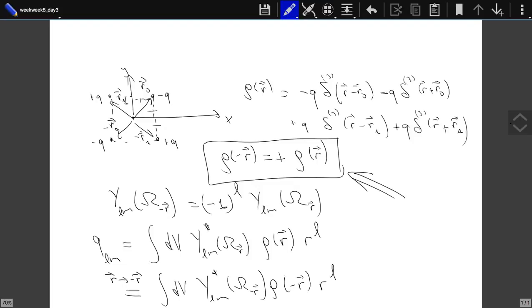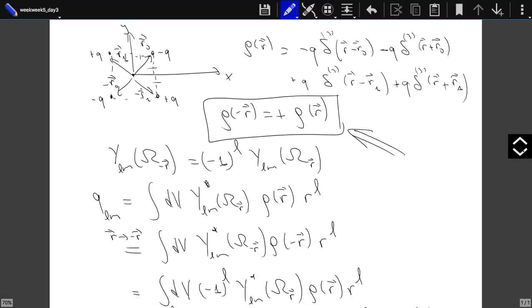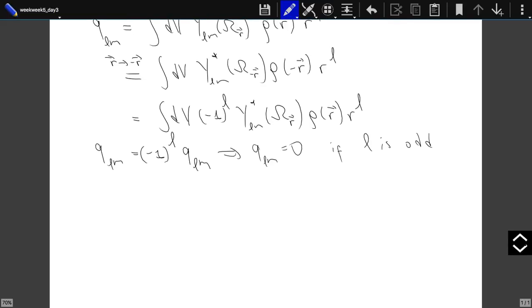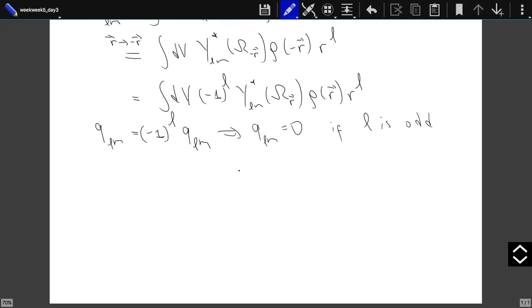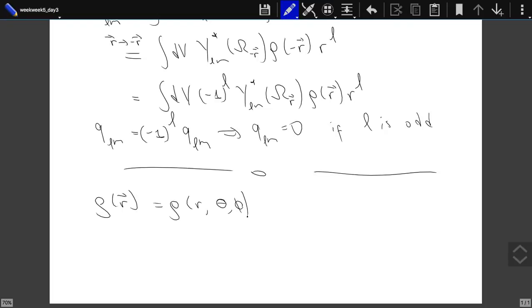How can you show the inverse relationship? Yeah, let's see. Let's try to give a different interpretation of these multipole moments. Rho of r depends on r, theta, and phi. So it's a function of theta and phi.